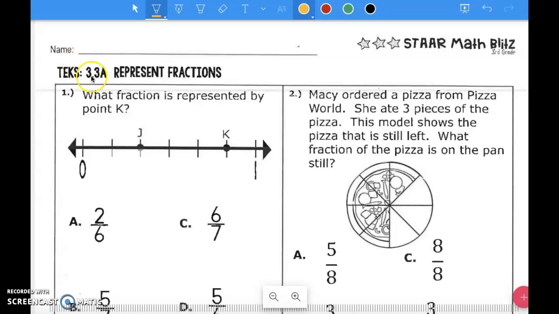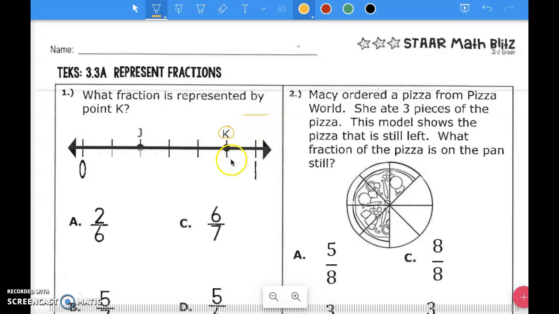Perfect. So we're going to continue. 3.3, represent fractions. What fraction is represented by point K? So this is my point that I want. I need to see how many parts it is divided. 1, 2, 3, 4, 5 is divided in 5.